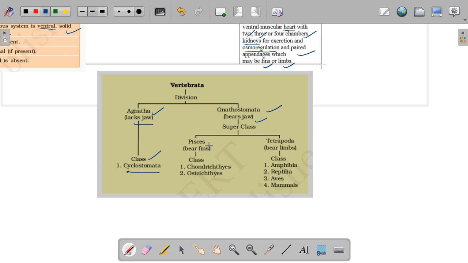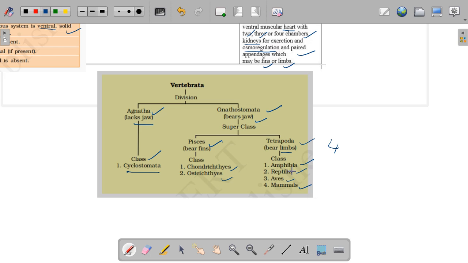Now this gnathostomata is further divided into subclasses, like fishes. They have fins, and they have two further divisions, chondrichthyes and osteichthyes, that we'll see later. And the other subclass is tetrapods, that means they have four, tetra means four, legs or limbs. Under that you can see amphibians, like frogs, have four limbs. Reptiles do have four limbs. Birds have four. Two of them are legs and two are modified into wings. And obviously mammals have four limbs, two legs and two hands.